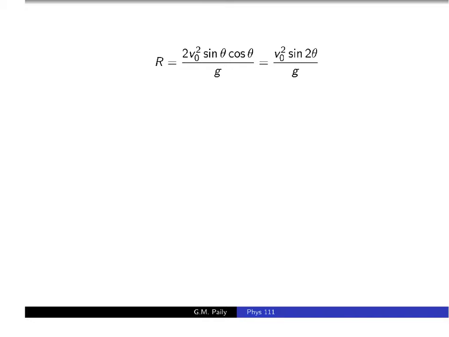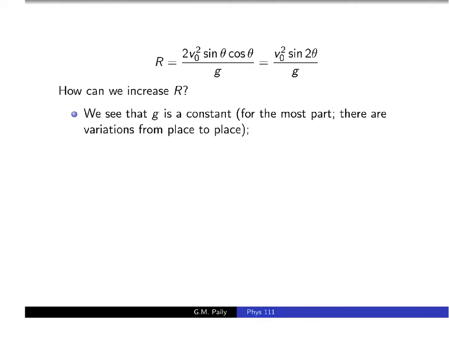Here again is the expression for the horizontal range. Usually, we like to throw things further. So, how can we increase the range of a projectile? Let's look at the three factors. g is usually a constant, or at least something we can't control, but it is worth noting that in different places, because the value of g varies from place to place, the same launch speed can lead to different ranges.